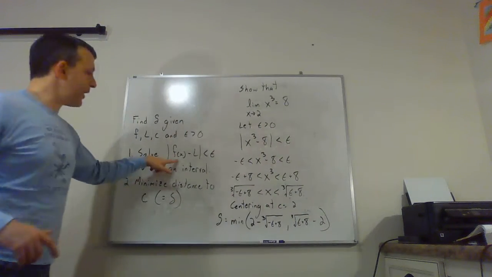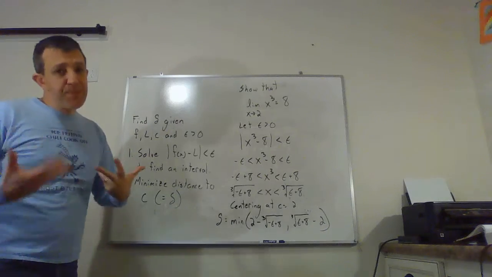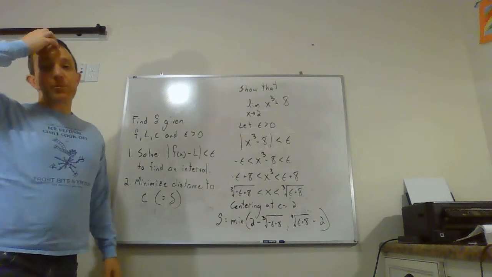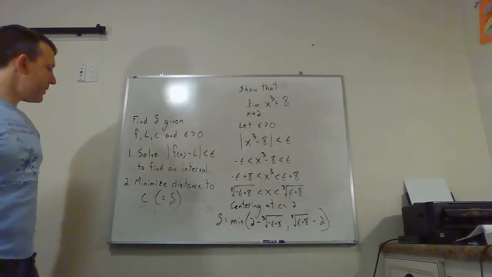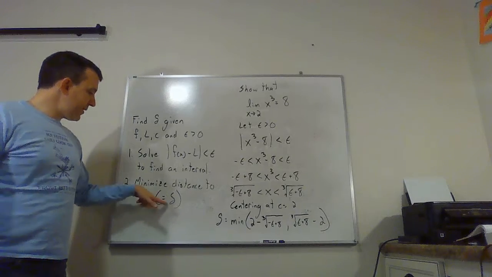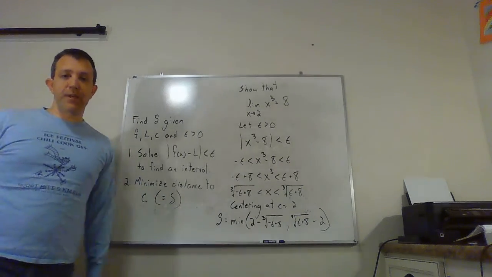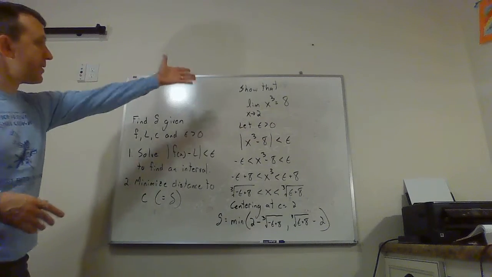First, solve the absolute value of f of x minus L less than epsilon to find an interval. That's the process we've been going through. Sometimes it works out really nice, sometimes it doesn't. Two, minimize the distance to C. And these are parentheses, and that distance is going to be equal to our delta. So it's really not terrible. Let's take a look at this example that I have.